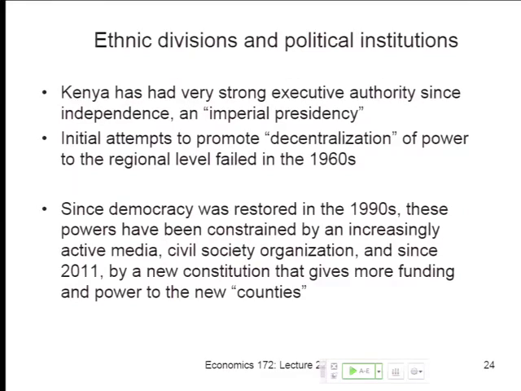The biggest change happens after our sample. Just a couple years ago, a new constitution was passed that implemented decentralization. That looks a lot like the decentralization proposed in the 1960s. Now those county governments get lots of their own budget. They elect their own officials. There didn't used to be elected local councils in Kenya. Everybody was appointed from Nairobi. In the Kenyatta period and the Moi period, every local official was appointed from Nairobi down to the regions. Again, it's this very imperial model.